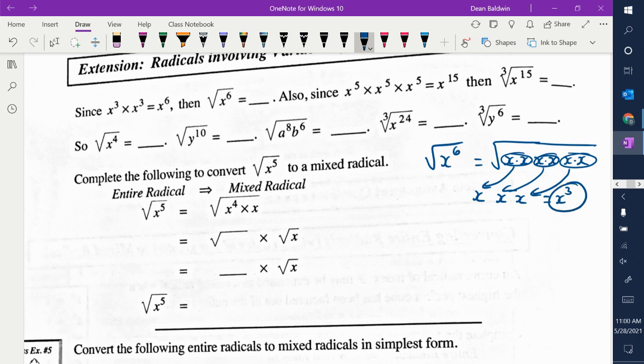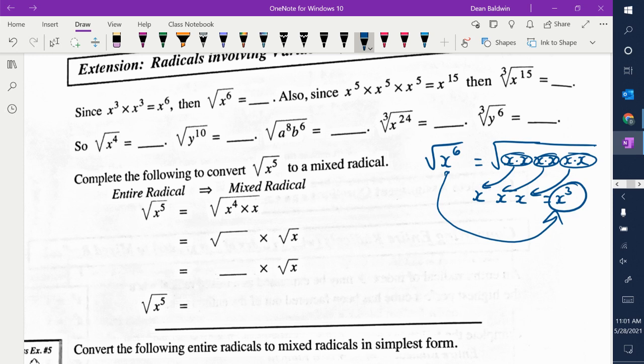Okay, here's my question. How can I go from this to that without writing all that stuff? What does 2 represent? The square root, right? It represents the index number. So whatever the exponent is inside here, if you divide by the index number, you get this.